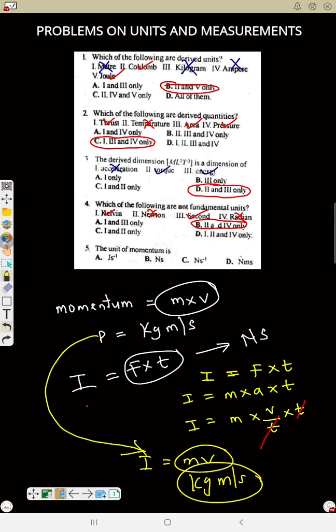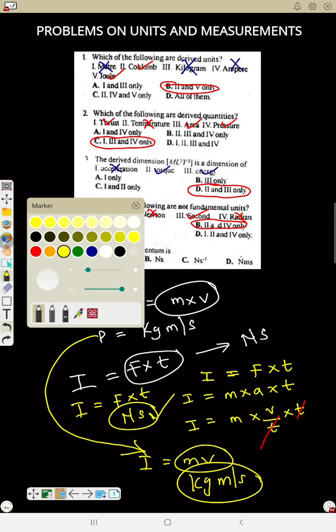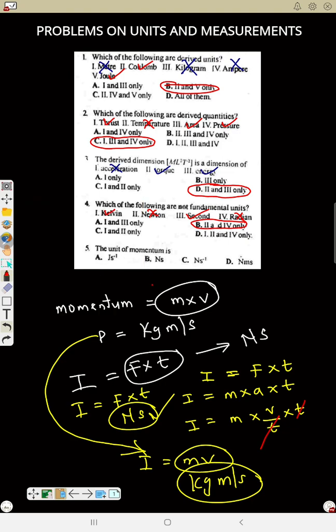And you know that impulse, initially I wrote it as force times time, which is Newton second. Newton times time, that is Newton seconds. That means momentum can also be in Newton second. So the correct answer here is B. Joule per second is power.